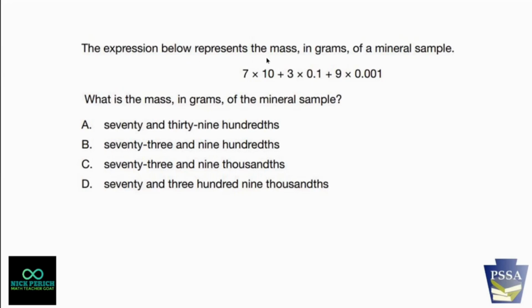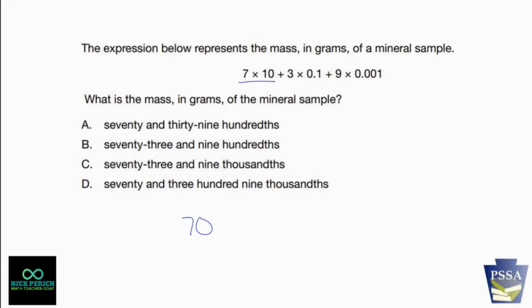The expression below represents the mass in grams of a mineral sample. You've got 7 times 10 plus 3 times 1/10 plus 9 times 1/1,000. So, what is the mass in grams of the mineral sample? Well, let's write this whole thing out. Why not? 7 times 10 is 70.